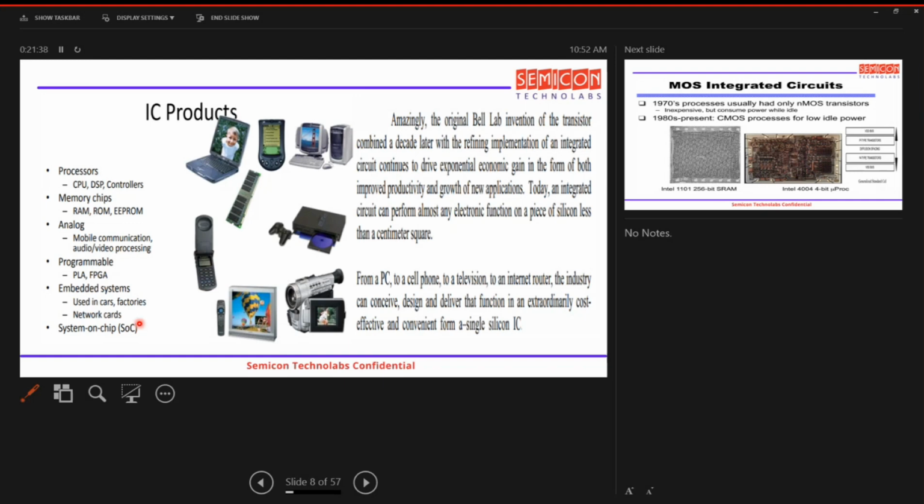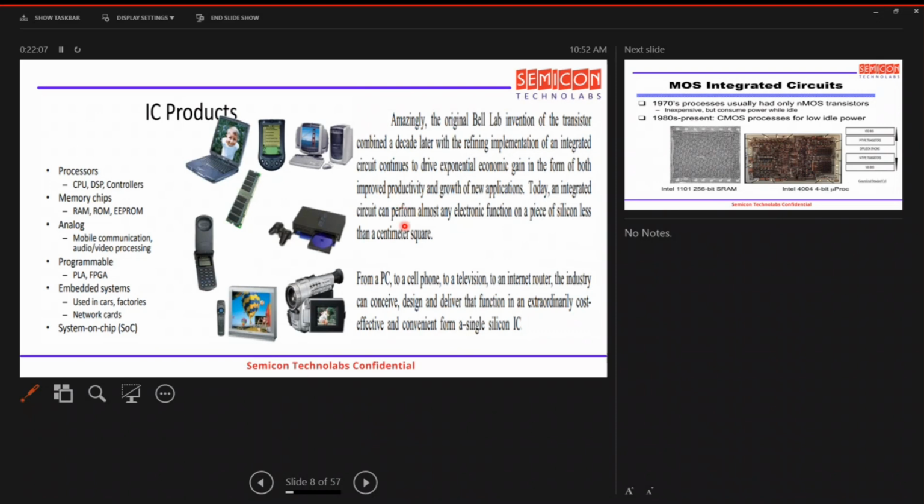If you put it into the same chip, inside the same chip, that is called a system on chip. Amazingly, the original Bell Labs invention of the transistor, combined a decade later with the refining implementation of an IC, continues to drive exponential economic gain. When you have so many products in place, so much of the market is there for electronic goods, automatically your economic gain will improve in the form of both improved productivity and growth of new applications.